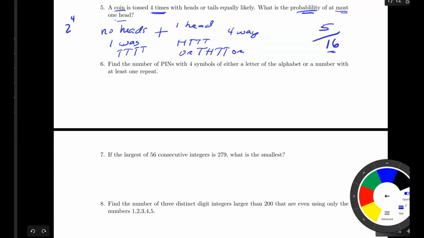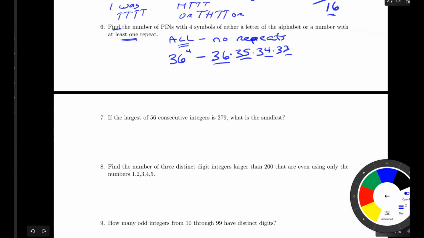All right, find the number of pins with 4 symbols that have either a letter or a number with at least 1 repeat. So this uses that concept: find the ways to count all the pins and take away no repeats. So all of the ways of 4 pins with letters and numbers is 36 to the 4th, and I'm going to subtract off no repeats. So that means for the 4 digits, I'm taking away 1 every time.